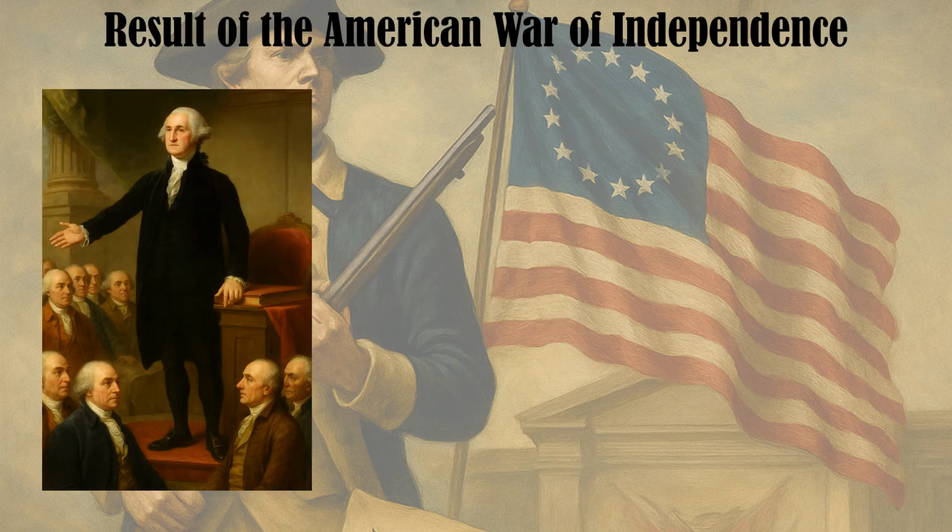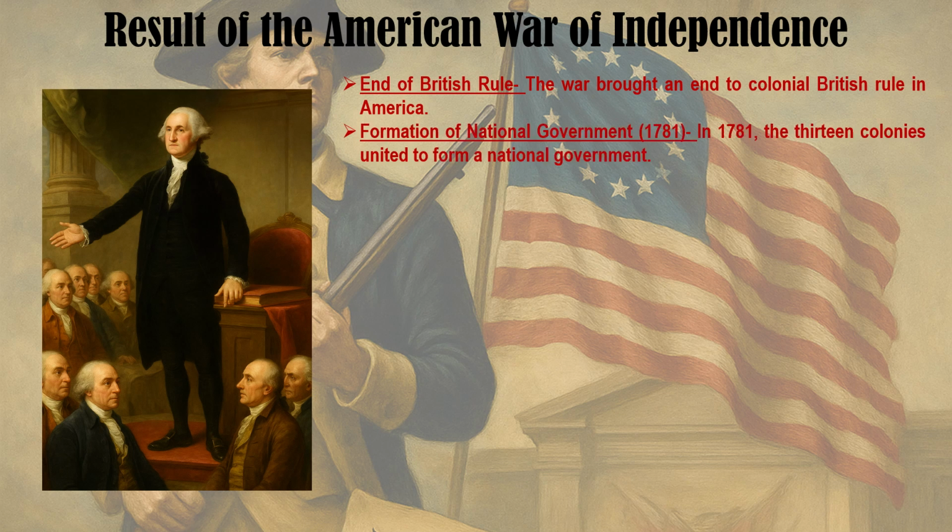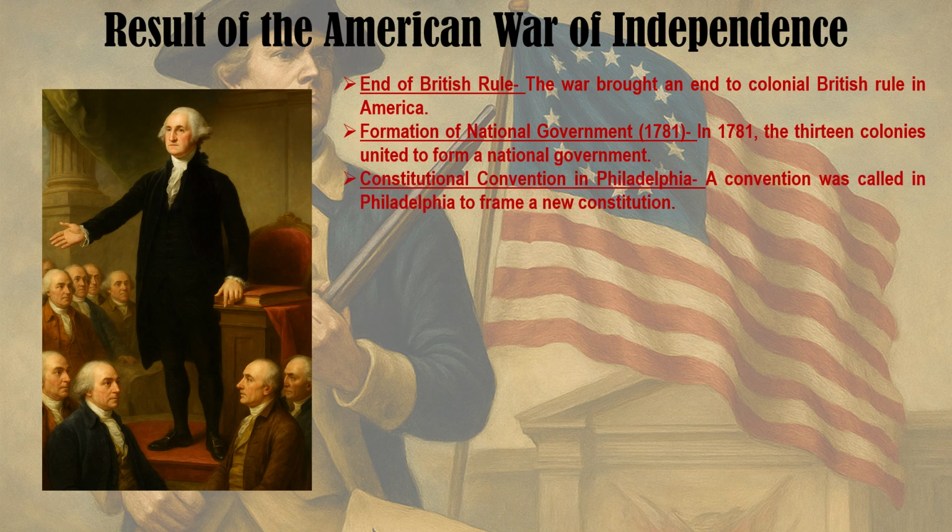Result of the American War of Independence. Now, what was the result of American War of Independence? End of British rule. The war brought an end to the colonial British rule in America. So in America, Britishers did not have any power anymore. Formation of national government. In 1781, the 13 colonies united to form a national government. All the 13 colonies formed their own government.